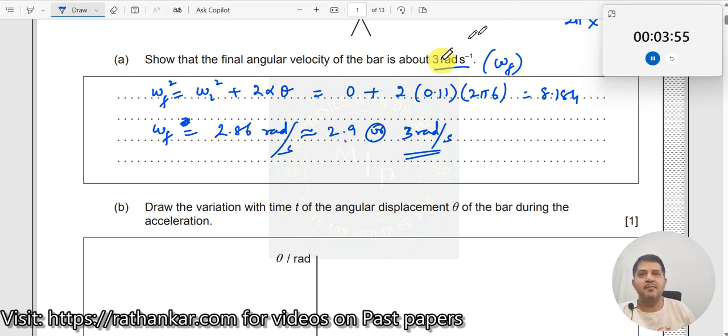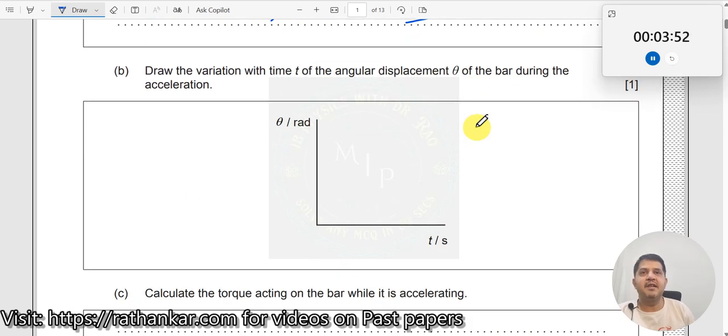Now let us move on to the next one. Draw the variation with time t of the angular displacement theta of the bar during the acceleration. What is angular displacement? Towards it, first you look at what is the linear displacement.